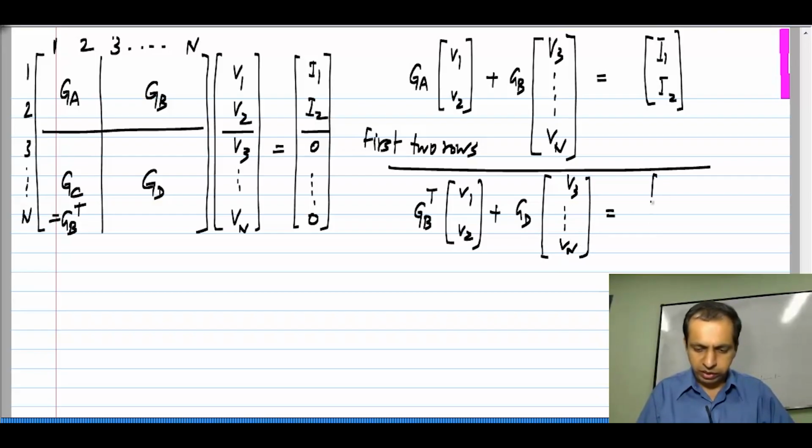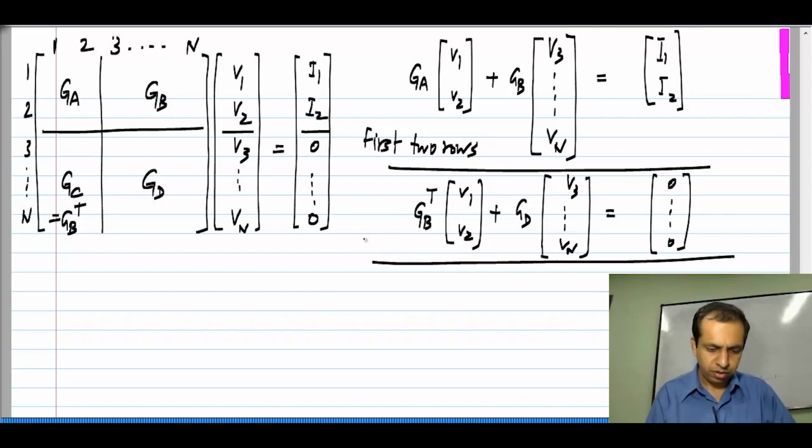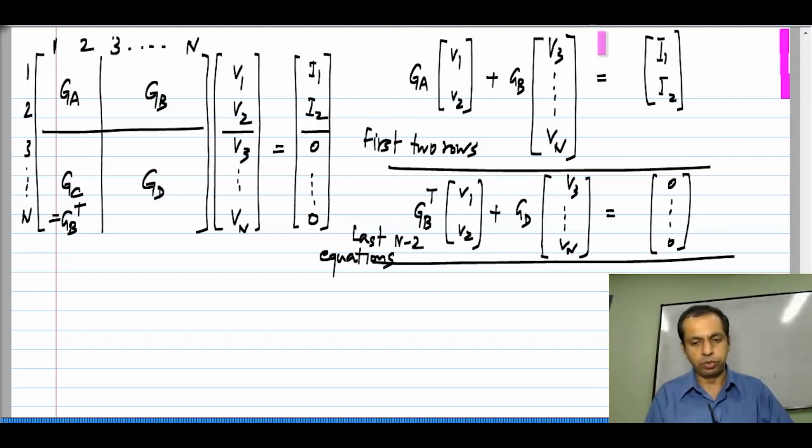being equal to a vector of all zeros. Okay. And these are the last n minus 2 nodal equations. Okay. We have the first two nodal equations over here and the last n minus 2 nodal equations over here, and because of the way we chose the node numbers, all the independent sources appear in this part and nothing is here. And what we wanted to eliminate was this extra unknown variable vector V 3 to V n, and that we can do by using the second equation.